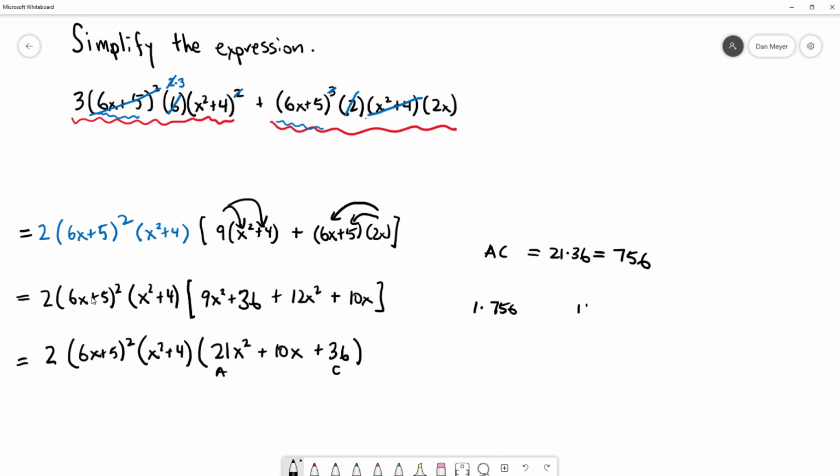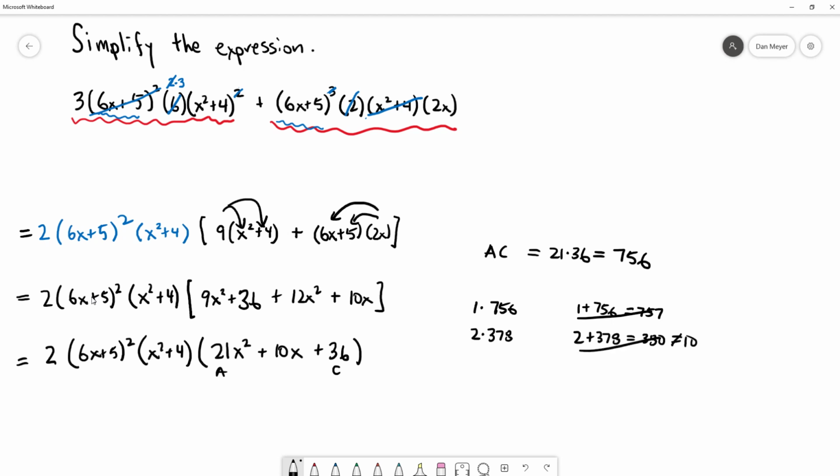That adds up to 757. That doesn't work. 756 also factors into 2 times 378. 2 plus 378 adds up to 380. That's not 10. We wanted this to be 10.